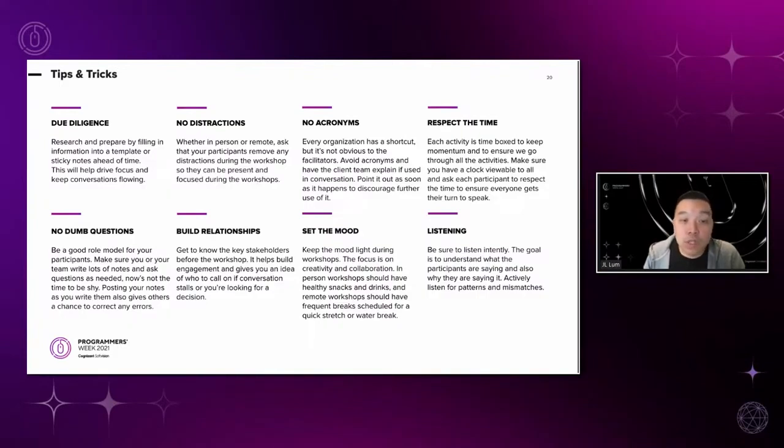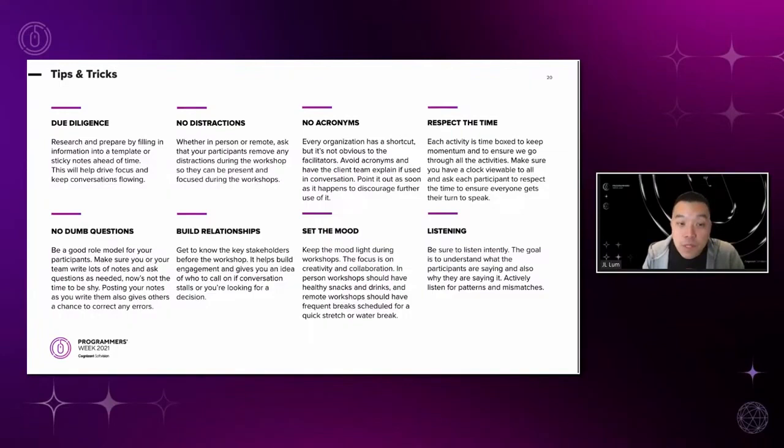And one that's really important is no acronyms. Every organization has their shortcuts, and it's not going to be obvious to the facilitators or the design team for sure. So you want to avoid acronyms and have the client team explain it if it's used in conversation. Each time they use an acronym, you have to point it out as soon as it happens, just so that you either discourage further use of it or you yourself start to get familiar with the acronym and have it memorized.